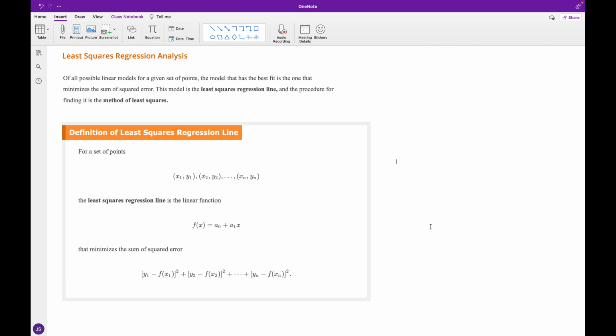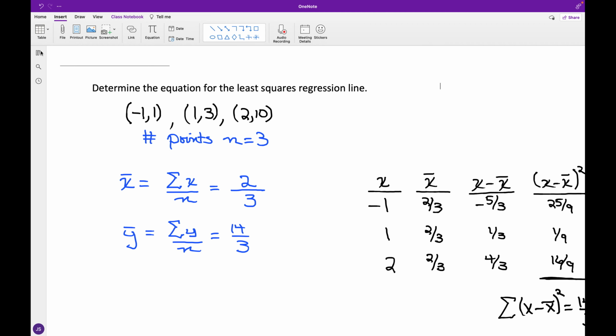But first of all, I just want to give you a statistical example. Now, it's going to be a bit analytical, so just bear with me. Let's say that through a statistical analysis, you have to determine the equation for the least squares regression line, and say we have three given points: (-1, 1), (1, 3), and (2, 10). And so the number of points n is equal to 3.